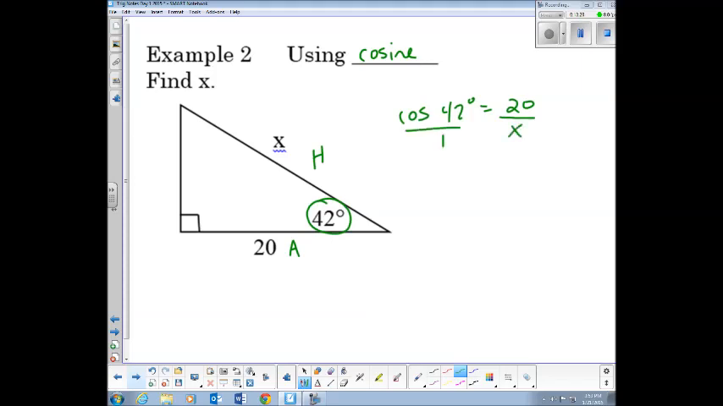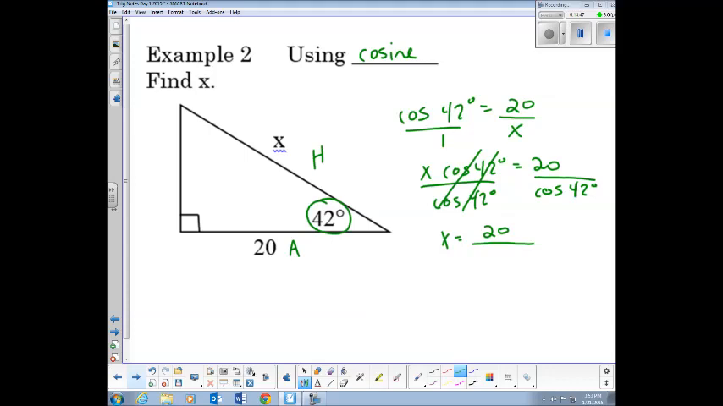Again, create a proportion. This would be x times the cosine of 42 degrees is equal to 20. Divide by cosine of 42 degrees on both sides. This cancels, so x is equal to 20 divided by the cosine of 42. And we can look on our chart. Cosine of 42 is 0.7431. And when I divide that, I get x equal to 26.9143.